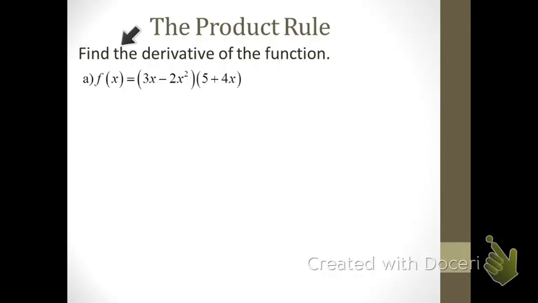The directions for this next example are to find the derivative of the function simply, and it tells you that the function f of x equals 3x minus 2x squared, that difference, times the sum of 5 and 4x. So here's our function that's written as a product. And if you want to put this in terms of the rule that we gave you, we could say that the first factor, we'll call it a function, would be your u of x, and the second factor or function would be your v of x.